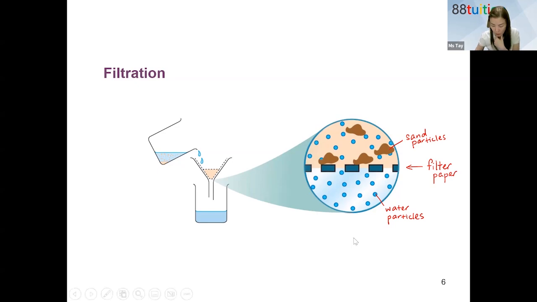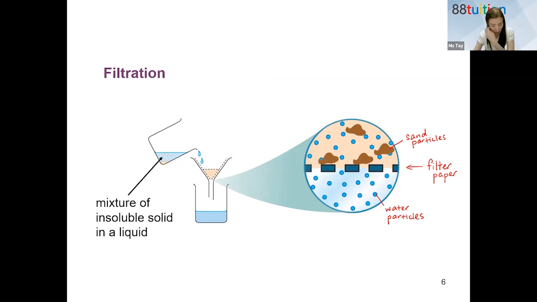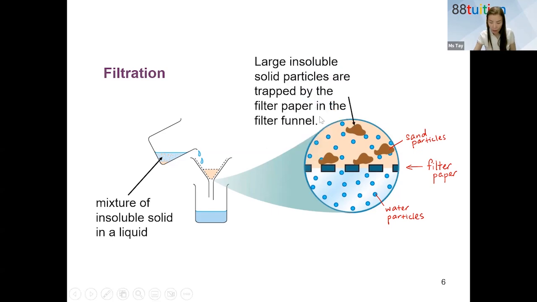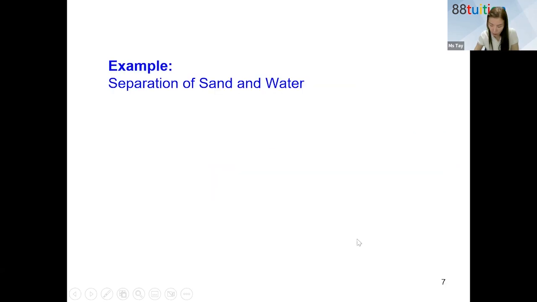So this is basically the principle behind filtration. You have the mixture of insoluble solid in the liquid. You pour this mixture through. The larger insoluble solid particles are trapped by the filter paper in the filter funnel. Small particles of liquid pass through, okay?